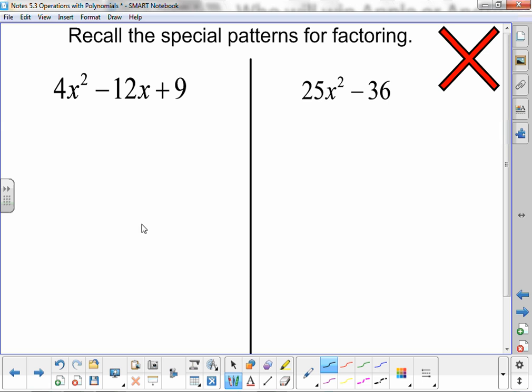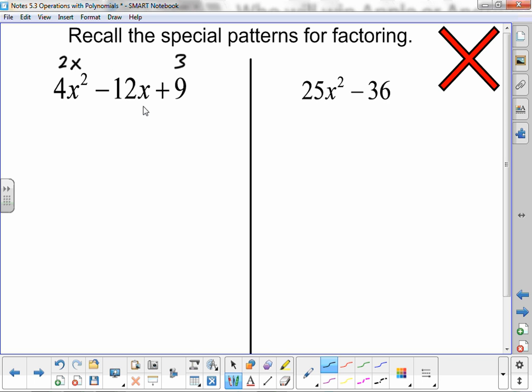All right, special patterns. If you guys recall special patterns, this is a perfect square trinomial. Front and back should be perfect squares. The perfect square that makes a 4x squared is a 2x. The perfect square that makes a 9 is a 3. Then you want to make sure that you can do 3 times 2x is a 6x.